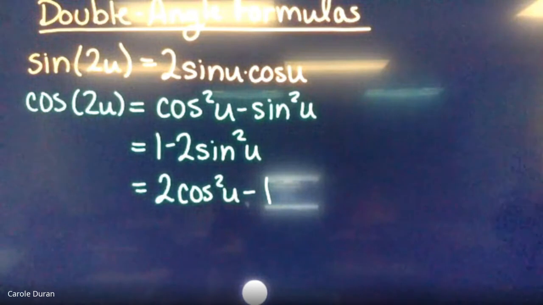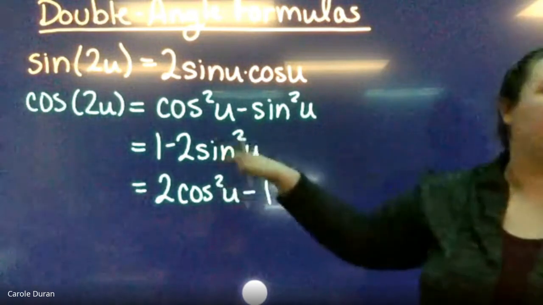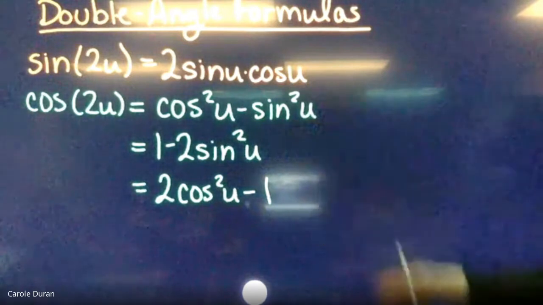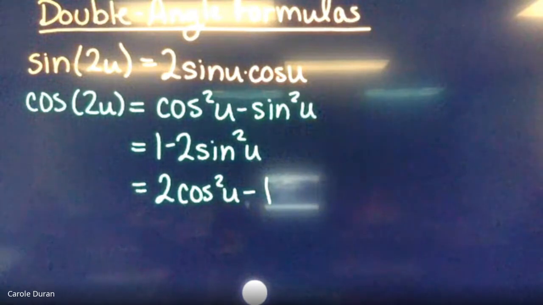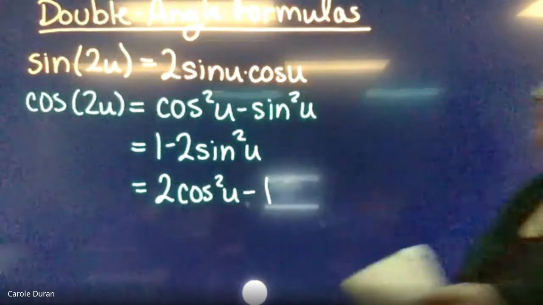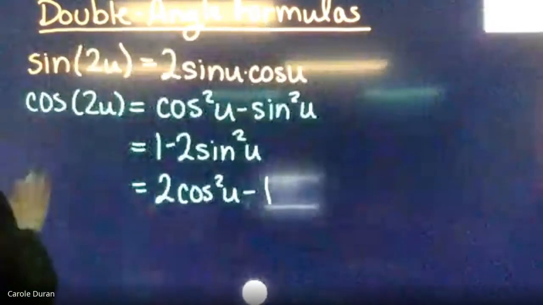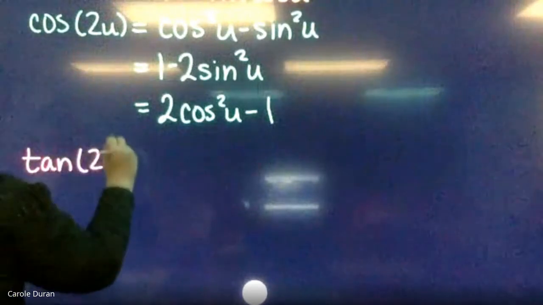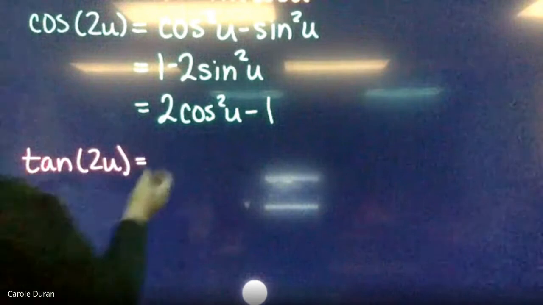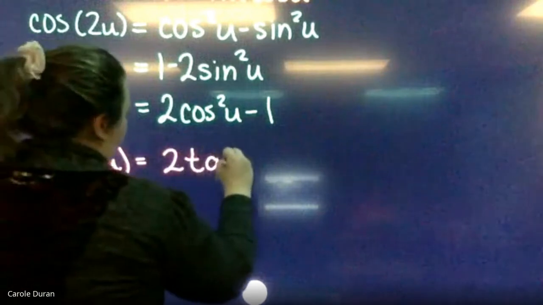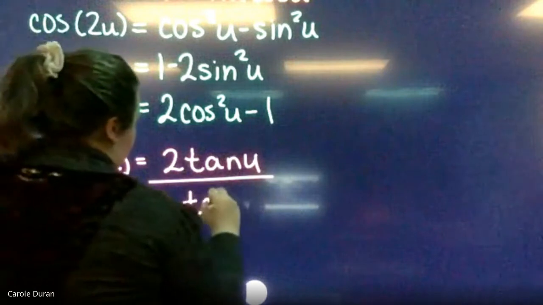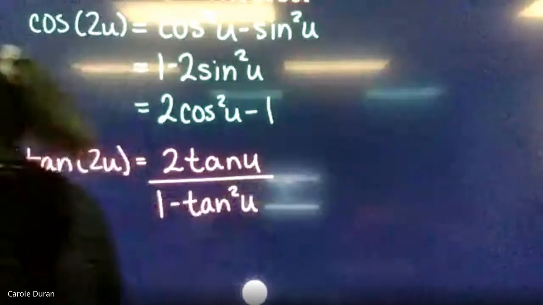Typically, when we're using these, I prefer to use the ones that only have one trig function in them because it makes it a little bit easier to solve. But you're more than welcome to use any of the 3 as long as it fits with what you're trying to achieve in the problem. And then, as always, we have a nice pretty tangent double angle identity as well. And this is equal to 2 times tangent of the angle u over 1 minus tangent squared of u.